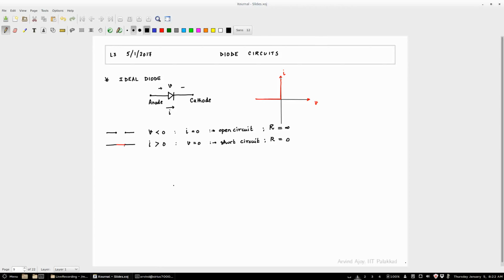What is the resistance in these two regions? What is the resistance here? Resistance here? Infinite or 0? Infinite. And what about the resistance here?